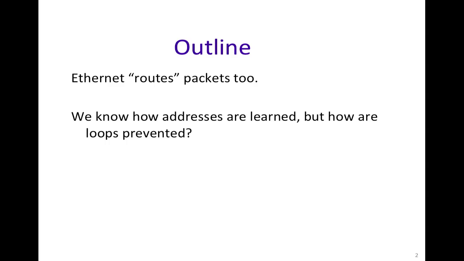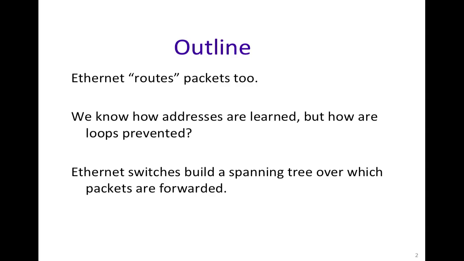So we know how addresses are learned in Ethernet, but how does it prevent loops from happening? We know that until it has learned the address and knows the correct direction to send a packet, it will flood to everyone. How do we make sure that those flooded messages, those broadcast messages, are not looping in the network forever? After all, there's no TTL field in Ethernet. So Ethernet does this by building a spanning tree over which packets are forwarded. I'm going to see that specifically in a moment.